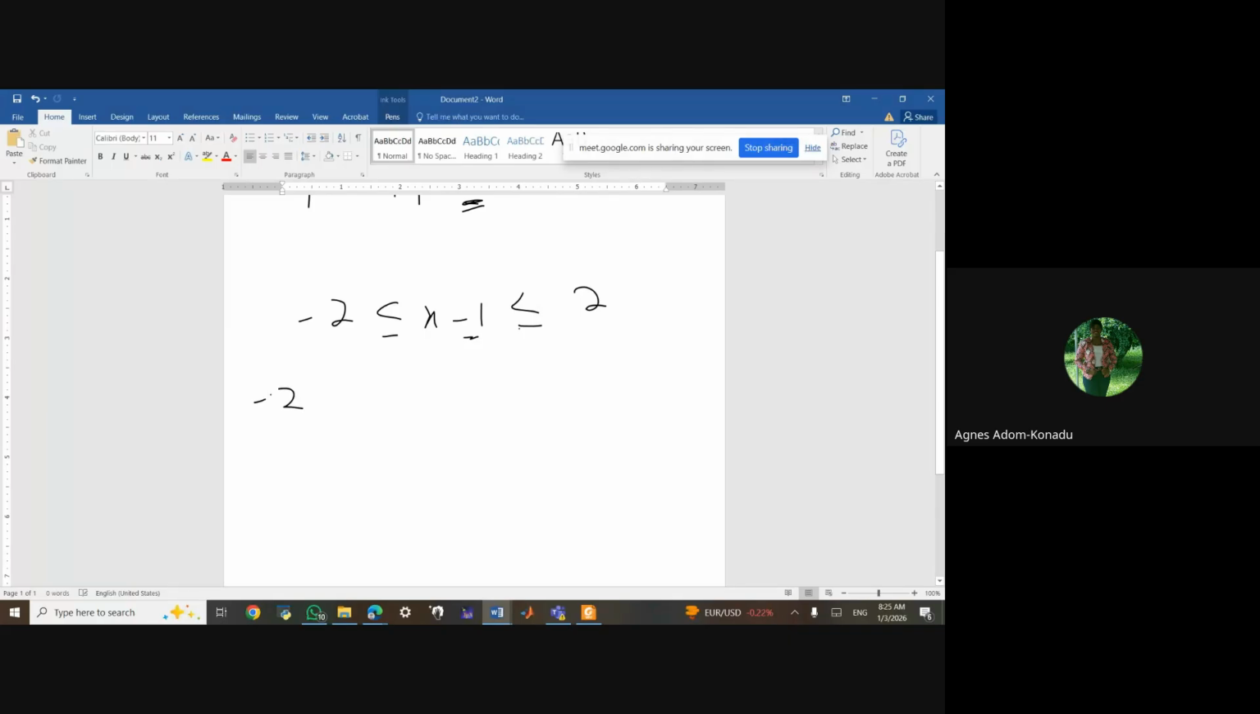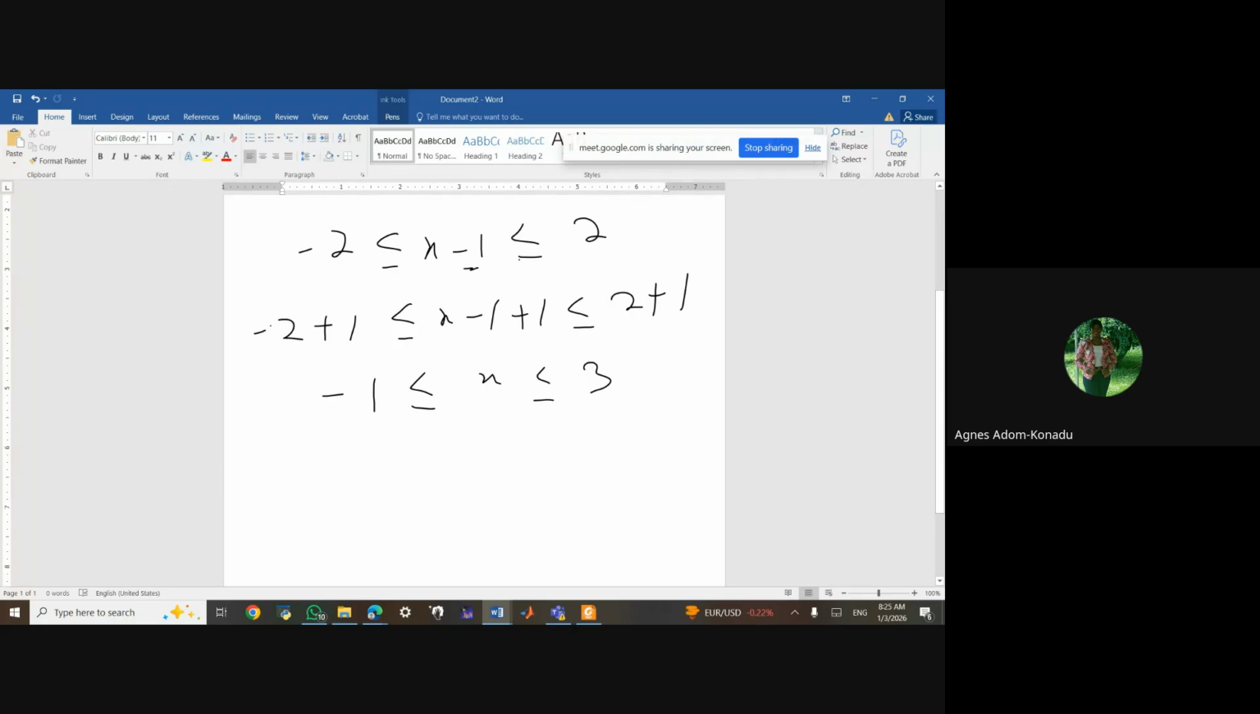So I have minus 2 plus 1 less than or equal to x minus 1 plus 1 less than or equal to 2 plus 1. This will give me minus 1 less than or equal to x less than or equal to 3. So this means that my x is greater than or equal to negative 1, but less than or equal to 3. When I want to write it in interval form, because it is closed, I can write it as negative 1, 3.